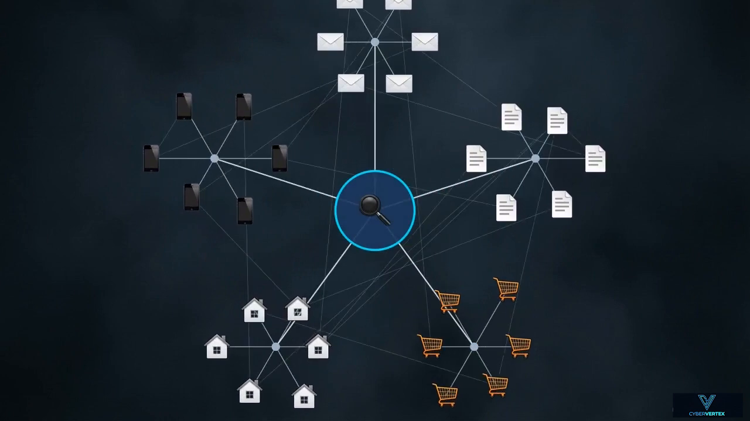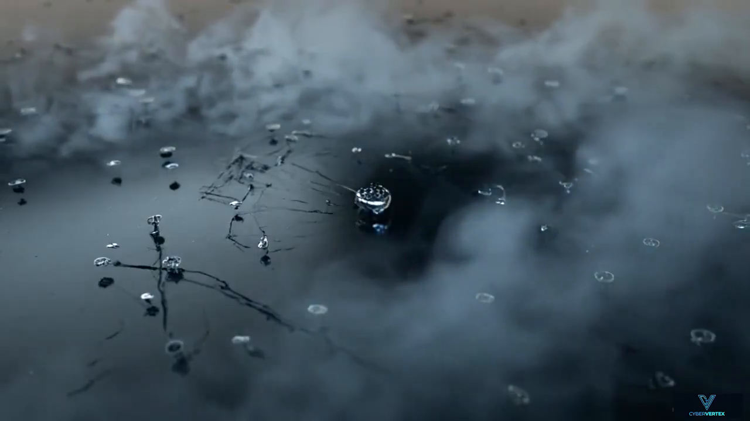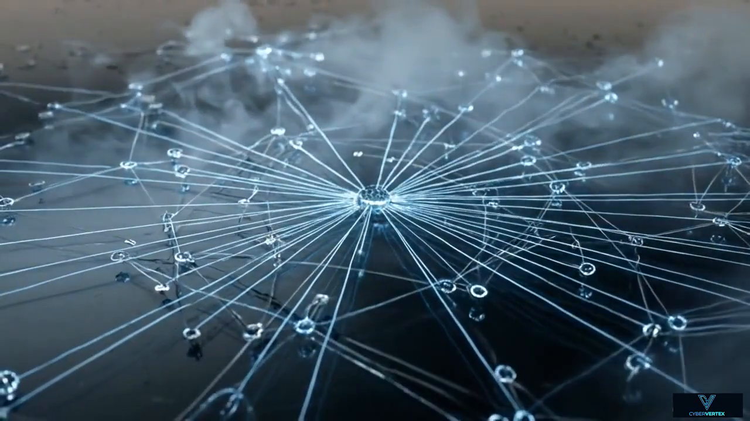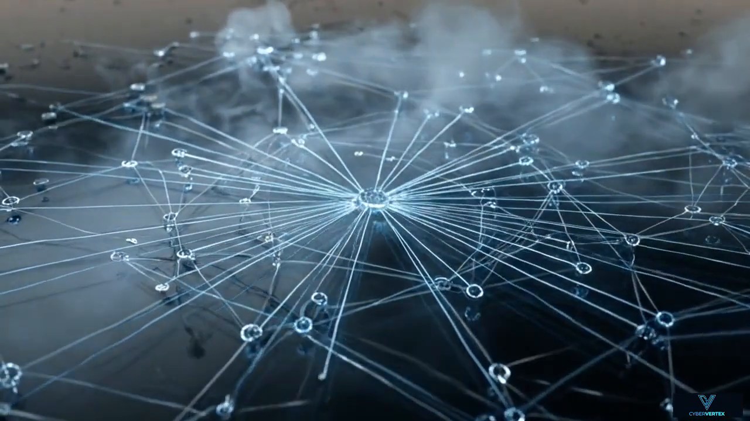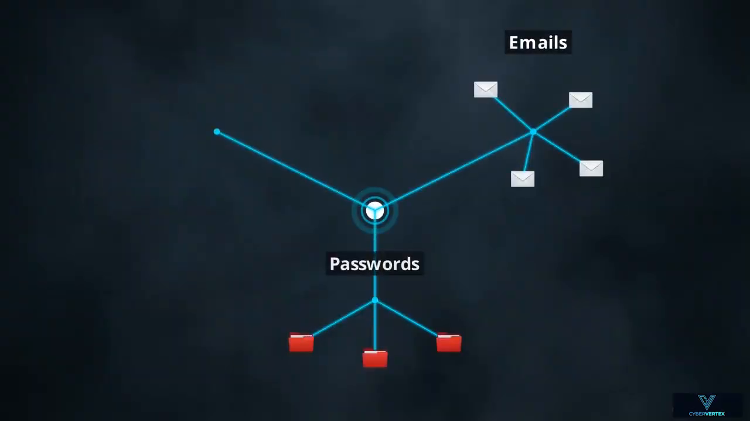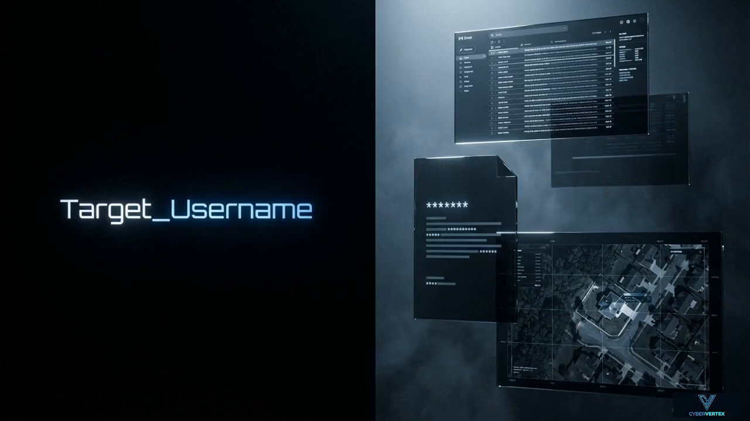An attacker begins by inputting a single starting node, like an old email address. The software automatically crawls through data broker databases and public records, instantly connecting that single username to dozens of other data points. In seconds, that initial node branches out to reveal linked email addresses, passwords exposed in previous breaches, and physical home addresses. When OSINT tools bridge these fragments, a single reused username can lead directly to a target's private emails, past passwords, and physical home address.